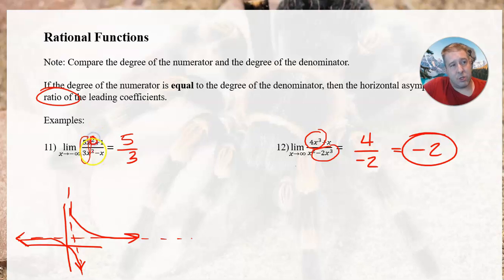The degree up here is 3, and the degree down here is 3. It doesn't matter which came first or second. So we really just have 4 over negative 2, and that's your answer.